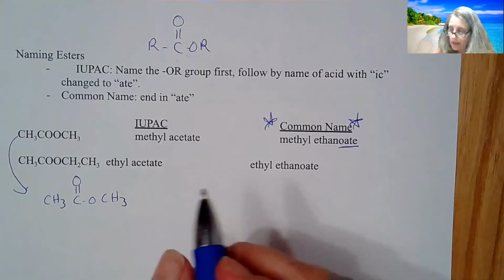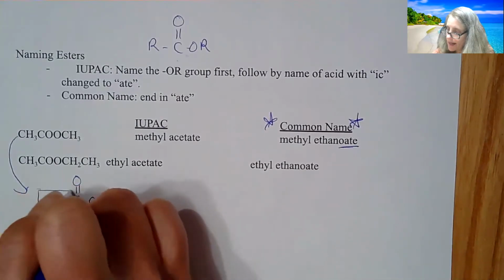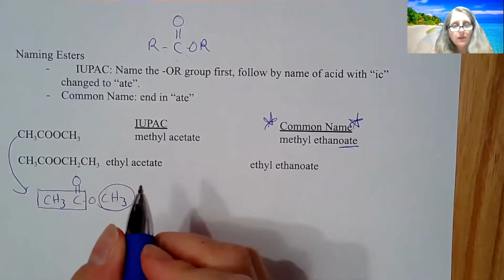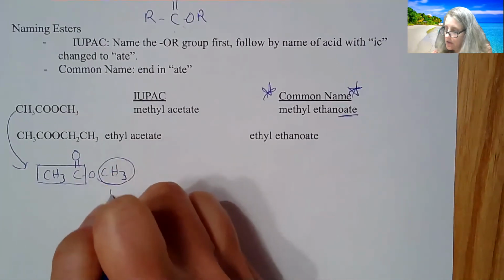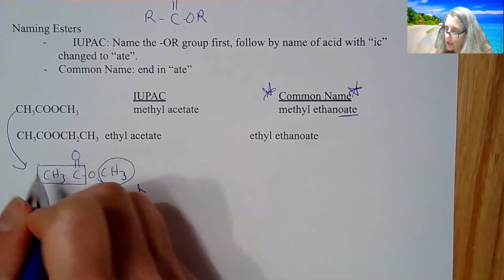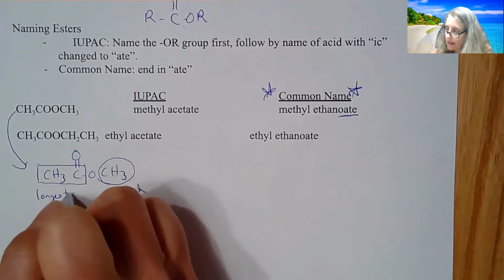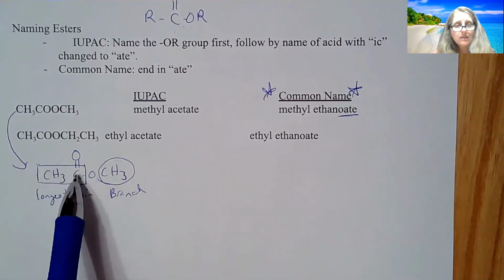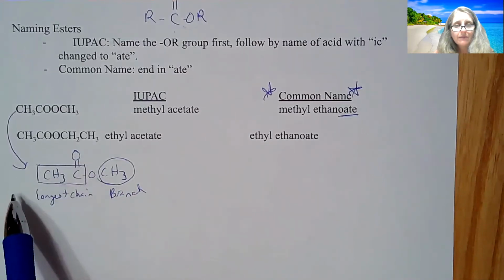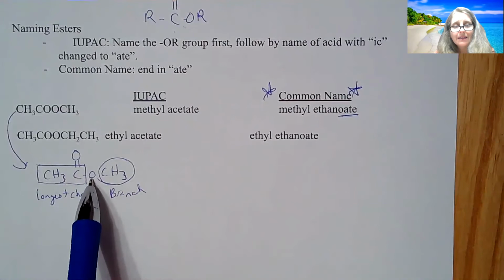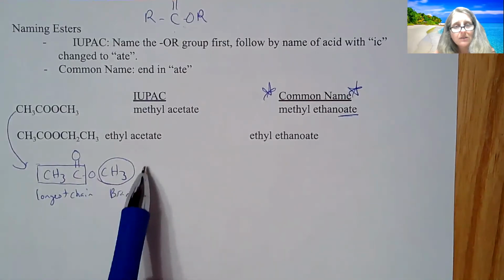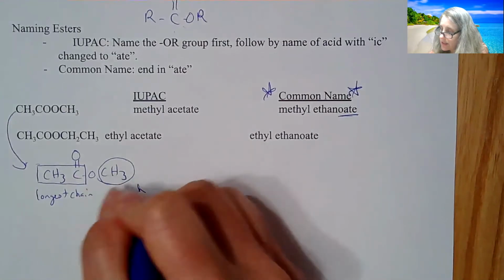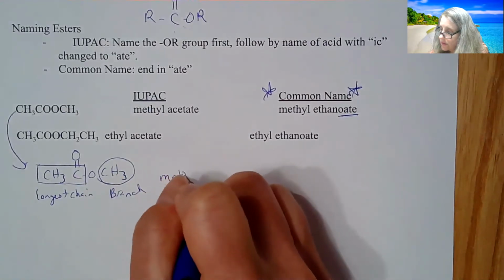So here's the tricky part. Okay, so put a box around these carbons here, and then circle this. Okay. So this is your branch, and this is your longest chain. So the rule for esters is the longest chain is always going to be the C double bond O end of the molecule. And anything attached to the oxygen end is going to be the branch. So you are going to call the branch exactly what it is, which is methyl.